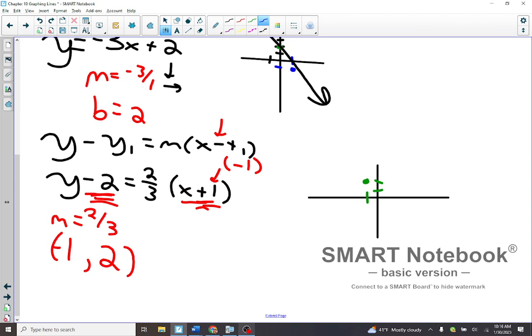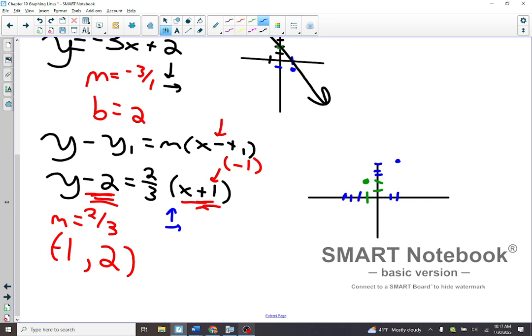So that means it's a rise over run. So you rise 2, you run 3. Good. So I'm going to rise 2 and run 3. Rise 2, run 3. Let me do the opposite just to make sure. So I'm going to go down 2 and left 3.